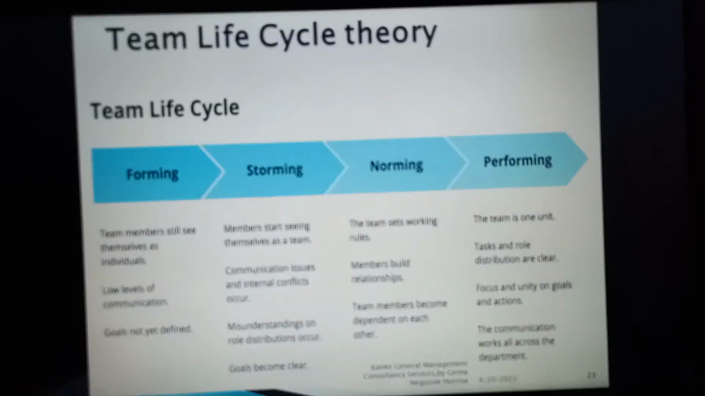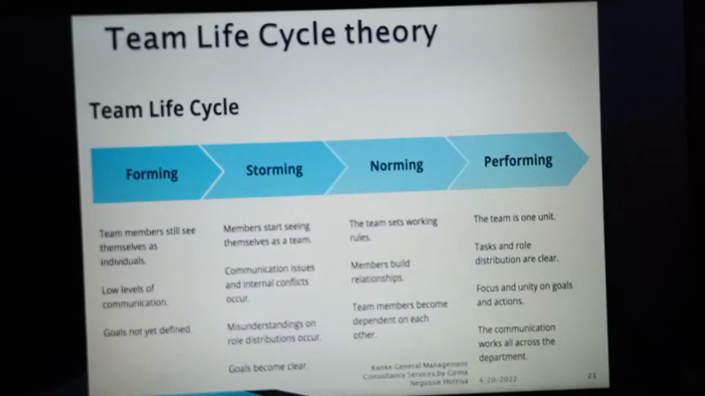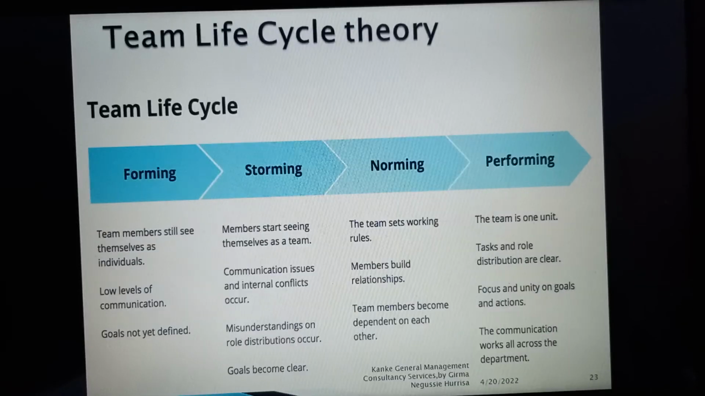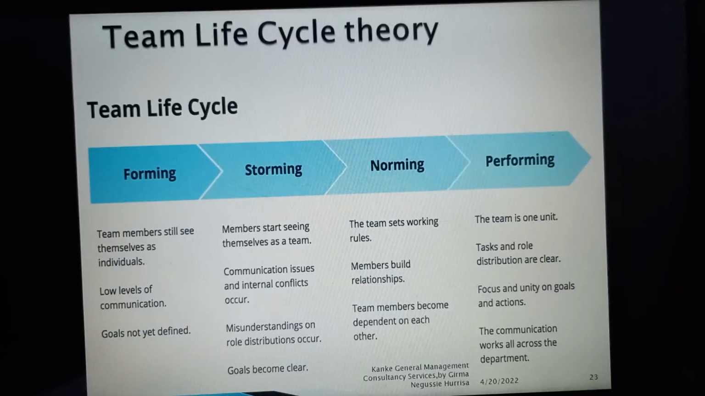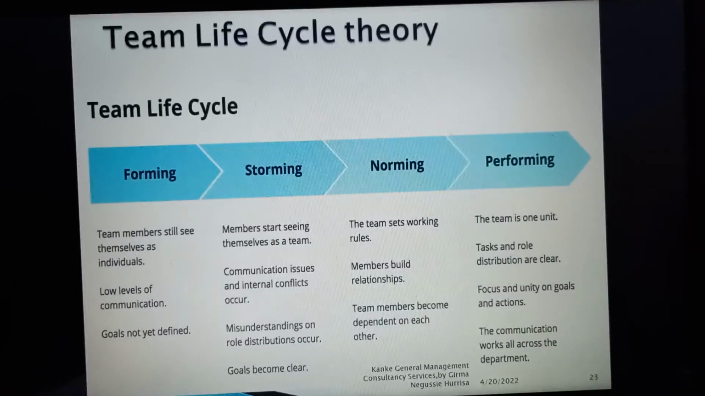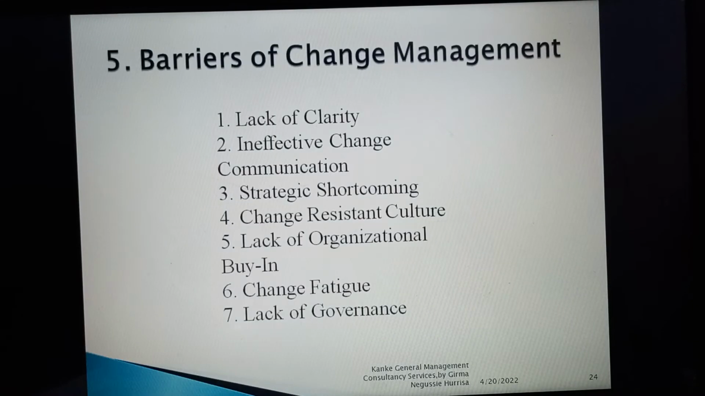This team is one cohesive unit. The members have been unified, they are the same. They are working toward this one vision and these organizational objectives. Task and role distribution is clear. Everybody knows what they are responsible for. They know their responsibility and their accountability. Communication works across the departments. Yes, there is clear communication between the departments.